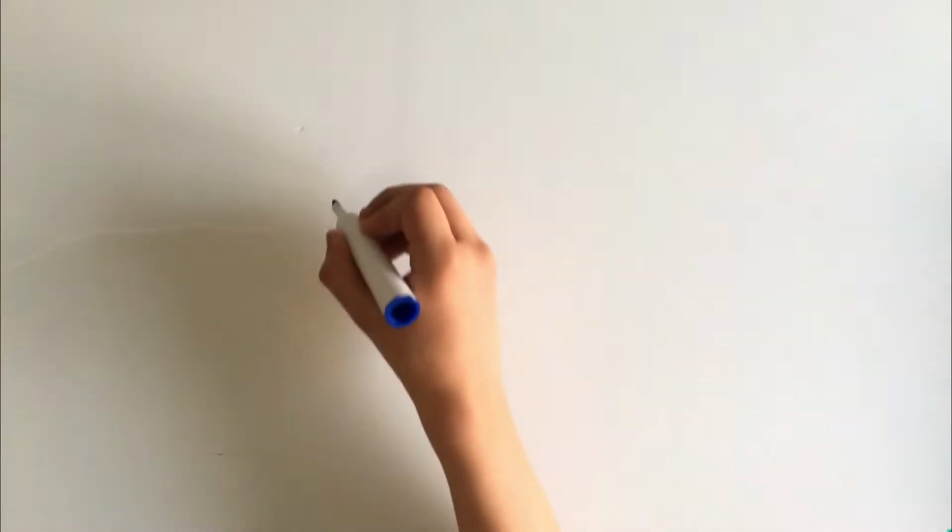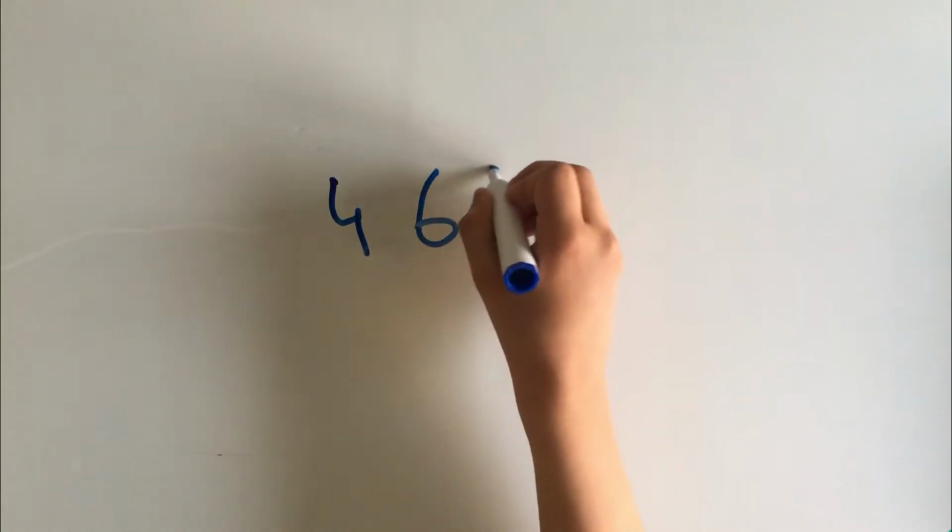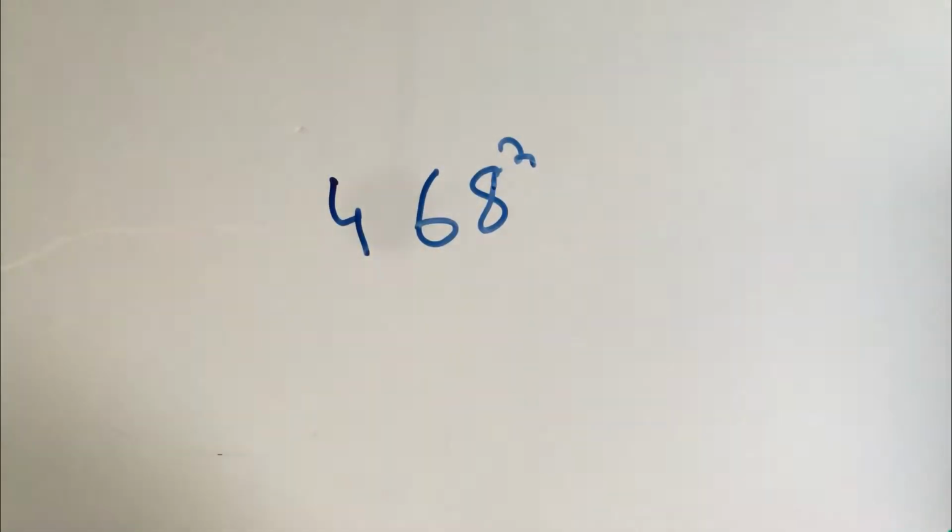In this video, I'll be showing you a very simple trick which you can use to find the square of any number under 1,000. Before I show you how to do this trick, first let's see how quick you could do it without this trick. So let's have this number 468 squared, and let's see how fast you can do this.